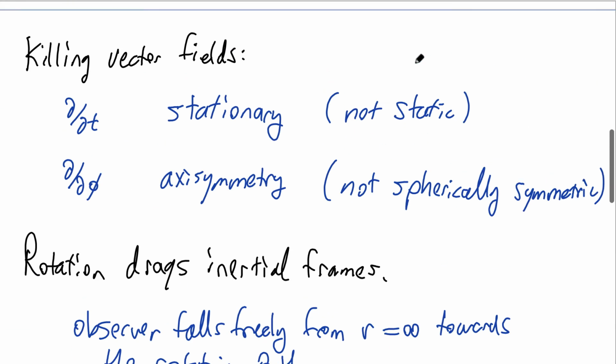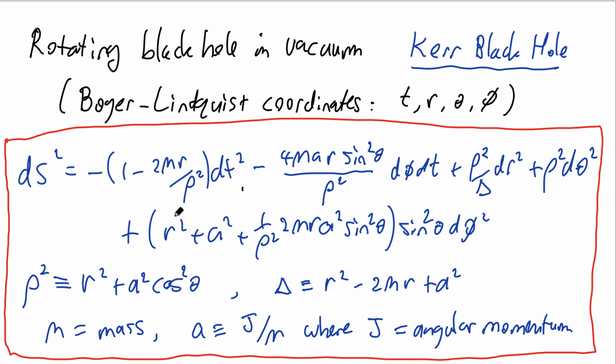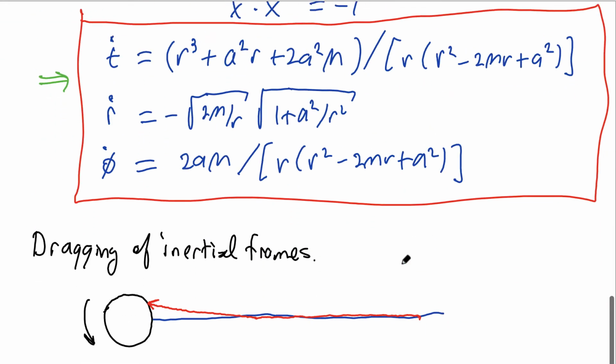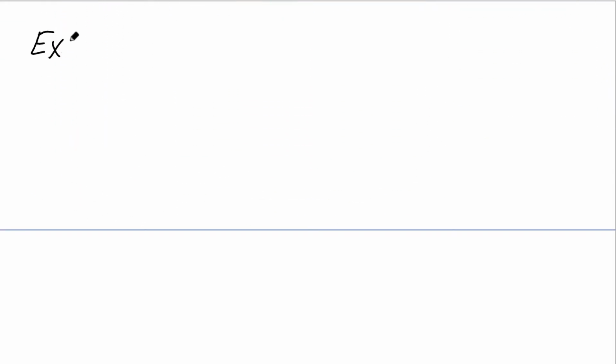Let's take another look at the Kerr metric in Boyer-Lindquist coordinates. You'll notice that some of these metric components vanish or go to infinity when rho squared is 0 or when delta is 0. So we need to examine the properties of the geometry when rho squared is 0 and delta is 0. In particular, we want to know if these correspond to true curvature singularities or simply coordinate singularities.